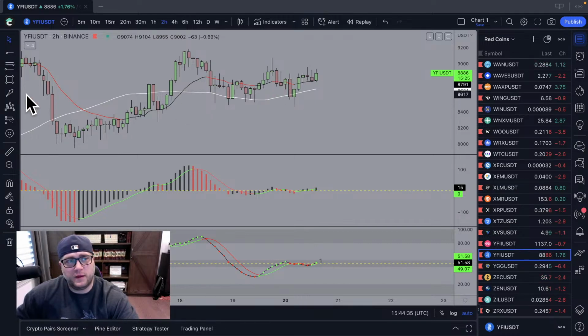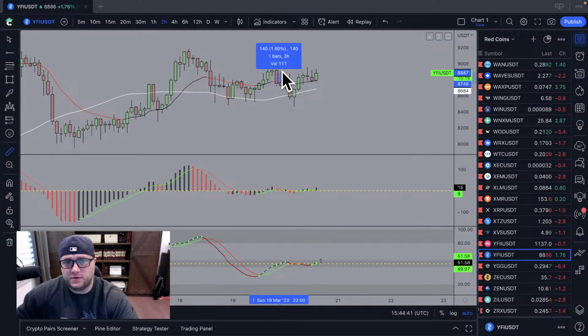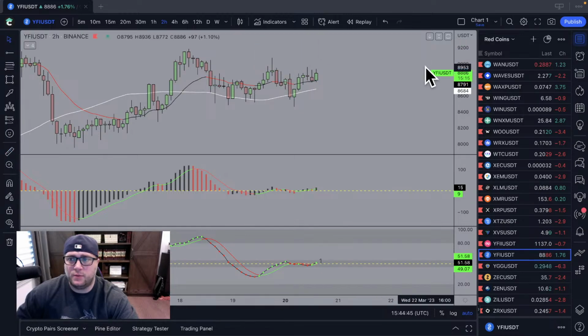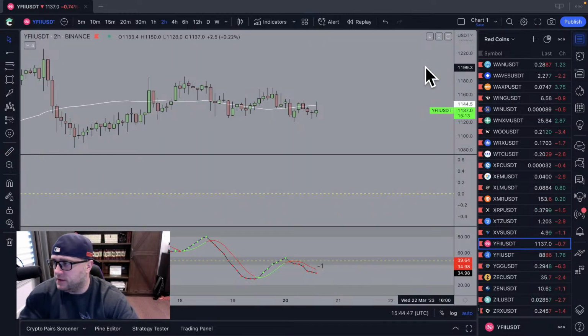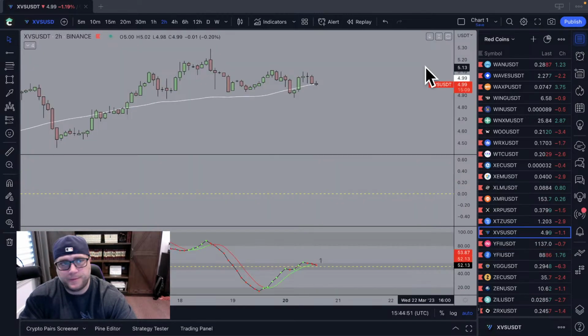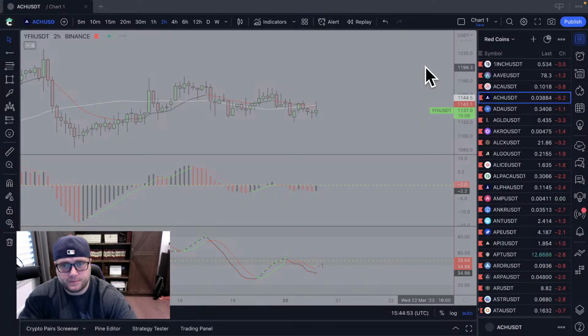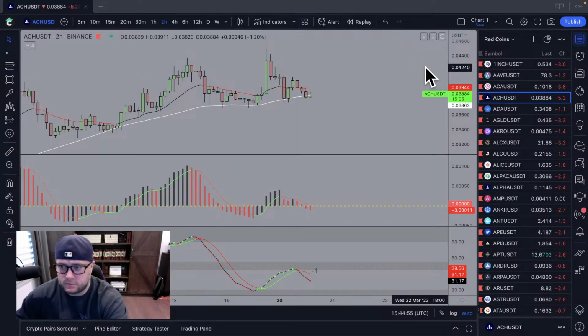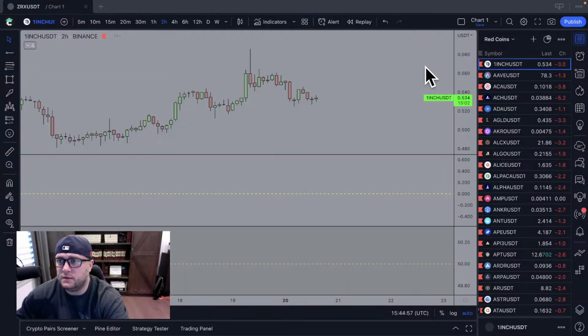This is another one that you could have went long on, because you know that everything's green for you. Taking that position at closing, ride it up, 1.18% at 5x, 10% made in less than 2 hours. Man.